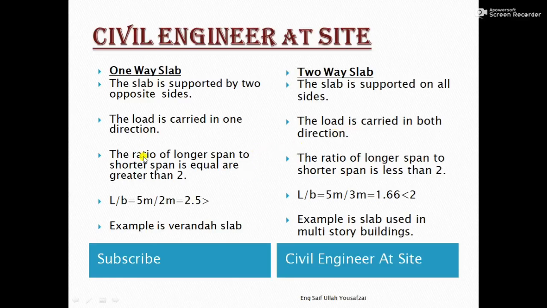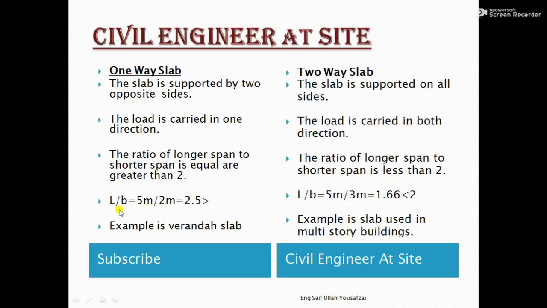The third one is the ratio. This is the main difference between them. This is a very important point, dear guys, keep it in mind. In a one-way slab, the ratio of longer span to shorter span is equal to 2 or greater than 2. In a two-way slab, the ratio of longer span to shorter span is less than 2.